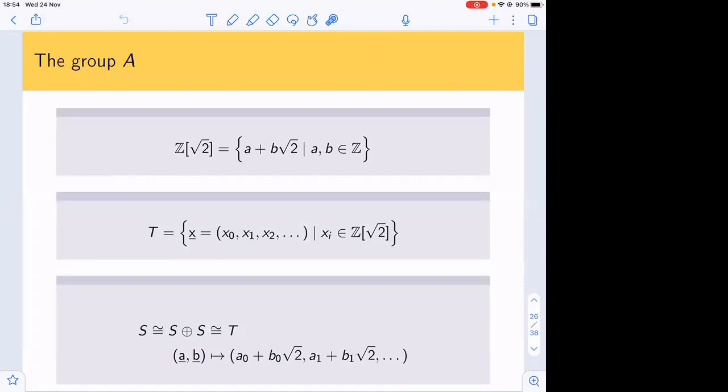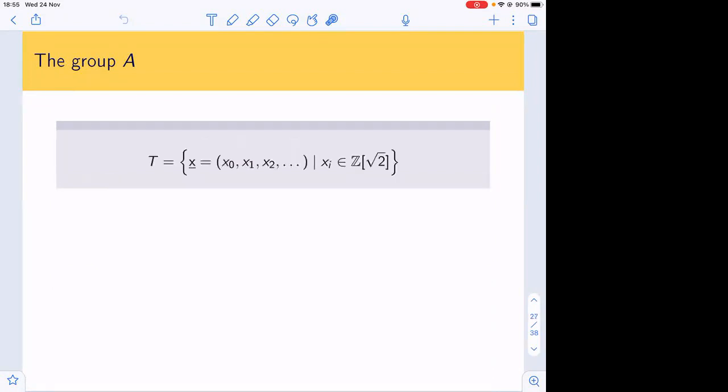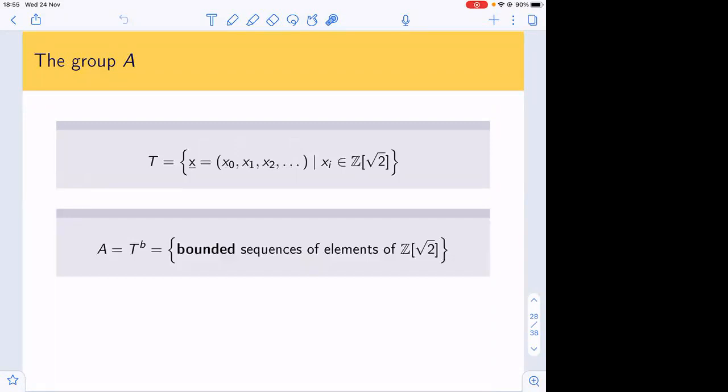So what I'm going to be doing then is essentially, I gave you a couple of examples of subgroups of S. Remember the finite sequences of integers and the bounded sequences of integers. So really what I'm going to do is describe another subgroup of S, except I'm going to describe it as a subgroup of the isomorphic group T. Okay, so this is just reminding you what T is. T is the group of sequences of elements of this set. And then the group I'm really going to be interested in, I'm just going to take bounded sequences in here. So bounded sequences of elements of Z of root 2. And by bounded here, I just mean considered as a sequence of real numbers. So elements of this are real numbers. And so you all know what it means for a sequence of real numbers to be bounded.